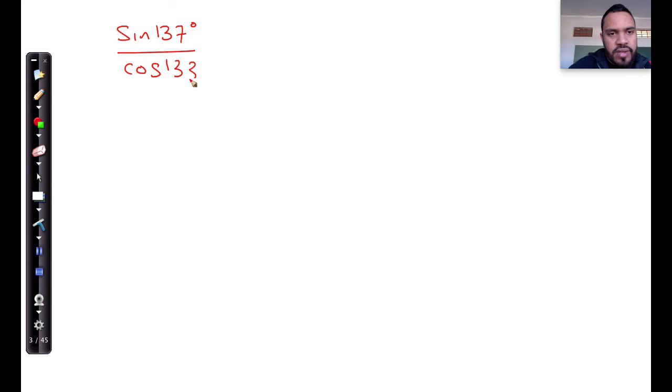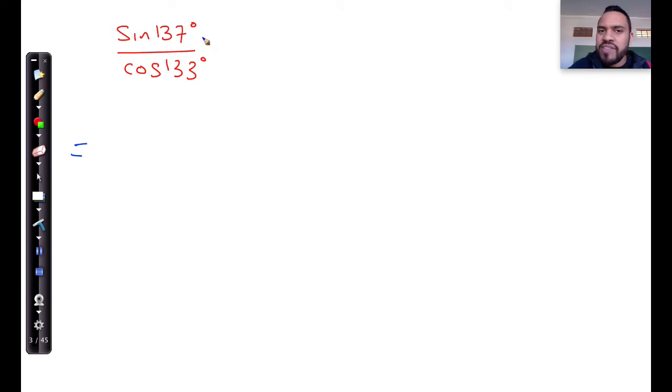Following identity, and it gives me sine of 137 degrees divided by cos of 133 degrees. Okay, so remember our aim with trigonometry is to simplify this. If it's less than 360 but still greater than 90, we need to use the reduction formula. Okay, so let's apply it. Let's reduce this to something less than 90.